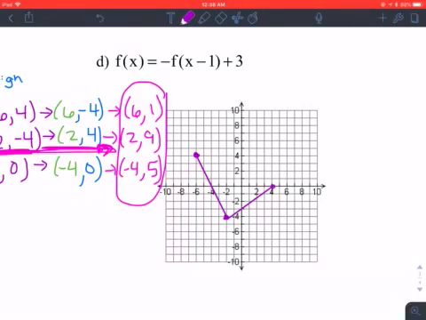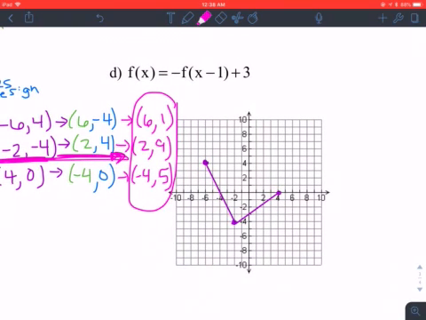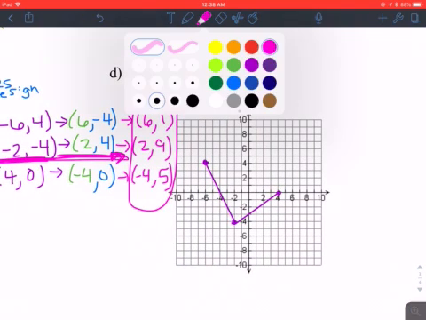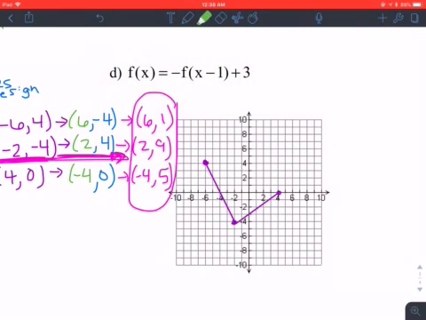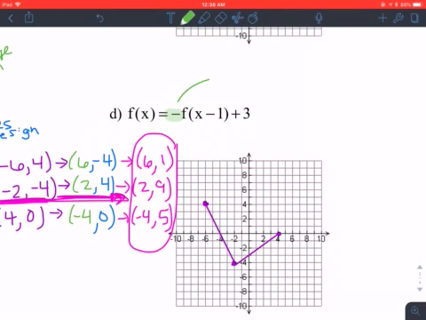For this final example, I went ahead and drew the start, g of x, and we're going to look at these transformations. So, our very first transformation, see this negative out in front. So it's outside of the function. We know it's affecting our y values, so this is reflecting over the x-axis. So our y values change signs.